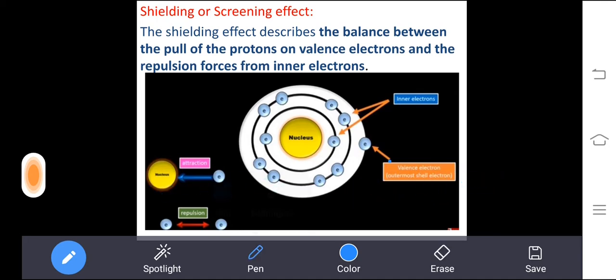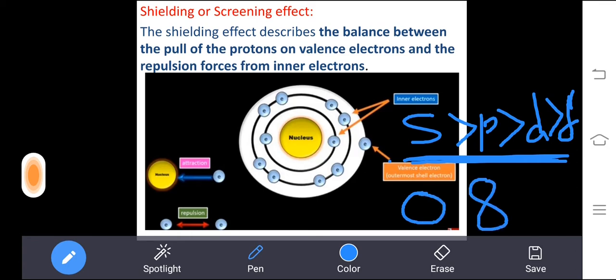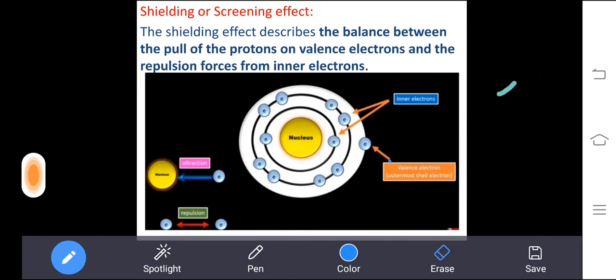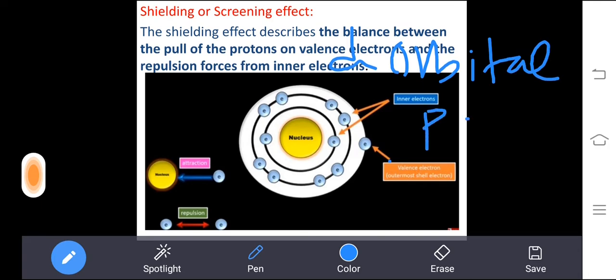Now we come to the concept of why the d block elements have the same size. We want to know that the s orbital has a more screening effect than the p, the p more than the d, and the d more than the f. You want to remember this order, because the s orbital is spherical, the p orbital is dumbbell shaped, the d orbital is double dumbbell shaped, and the f orbital is very diffused. Due to this, the d orbital has a poor shielding effect.